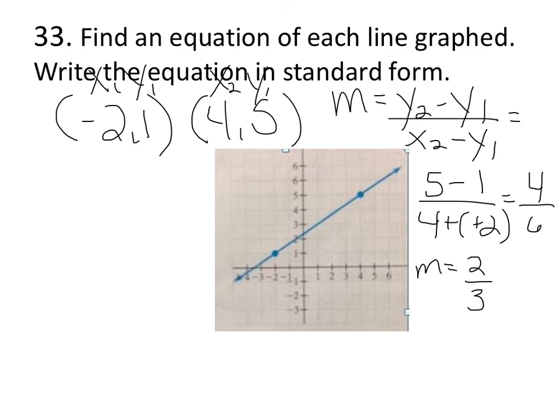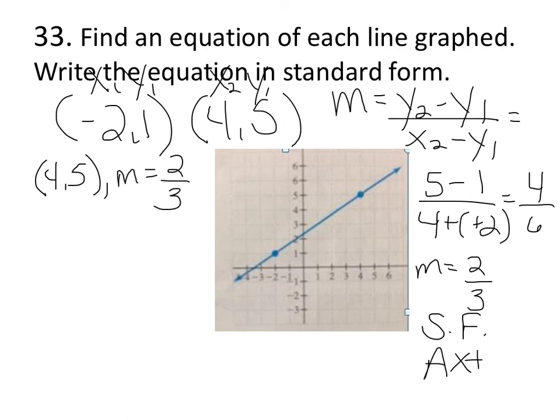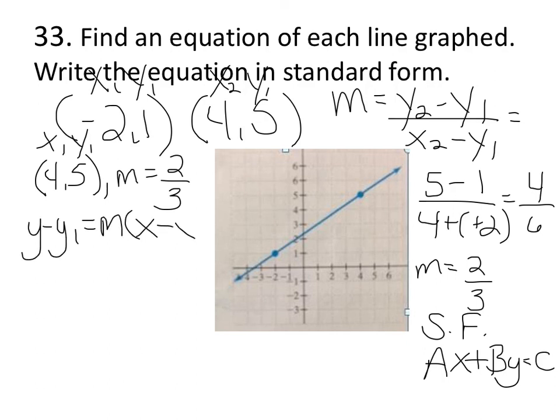Okay, so I'm going to choose the point 4, 5 because they're both positive, and my slope is 2/3, and we want it in standard form, which remember, ax plus by equals c. A can't be a fraction, and a cannot be negative. So y minus y1 equals m times x minus x1. So y minus 5 equals 2/3 x minus 4.